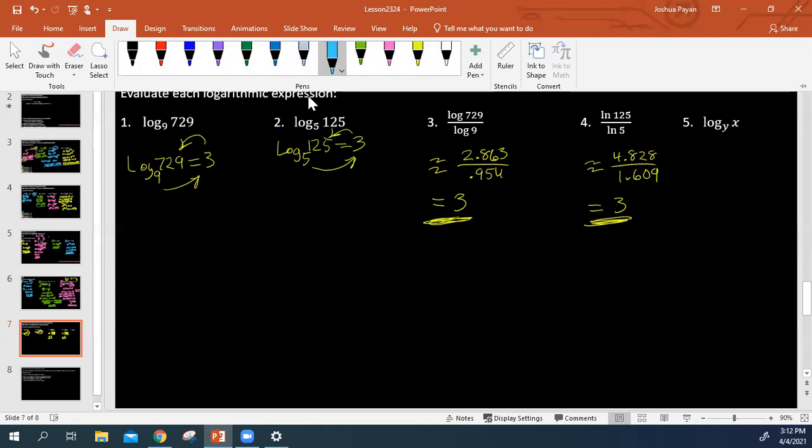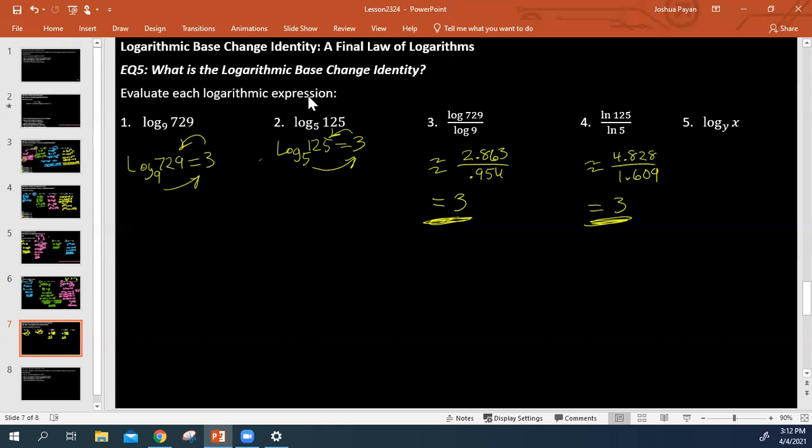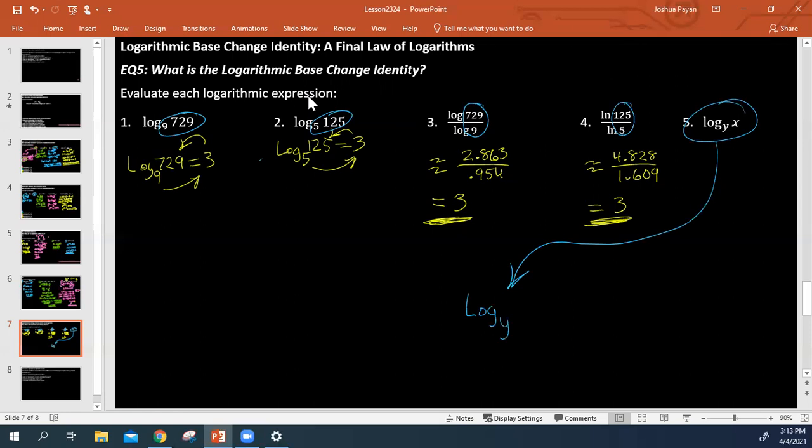Hopefully you're not wondering too hard about it. So 125 over 5, 125 base 5, 729 over 9, 729 base 9. Here is the identity. If I've got log base y of some number x, that is equal to log of some base b of x over log of the same base b of y.